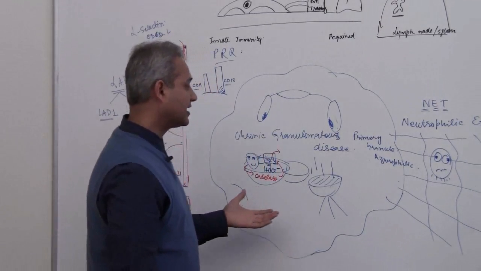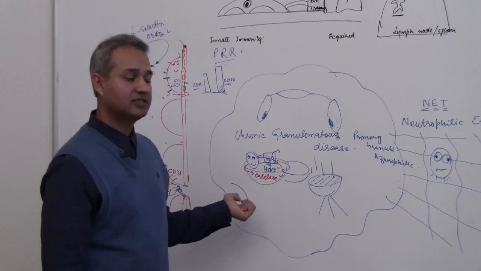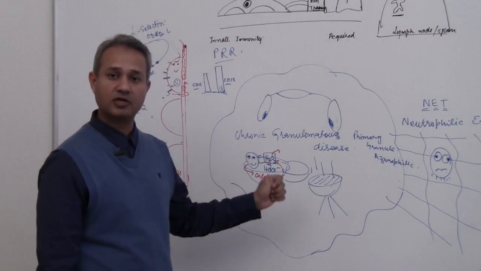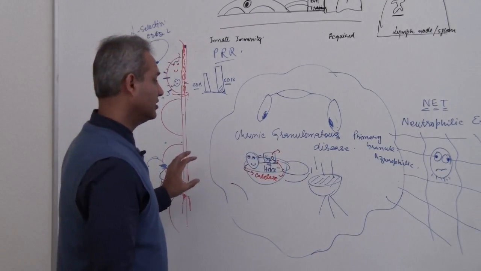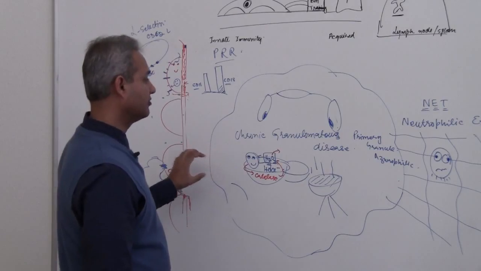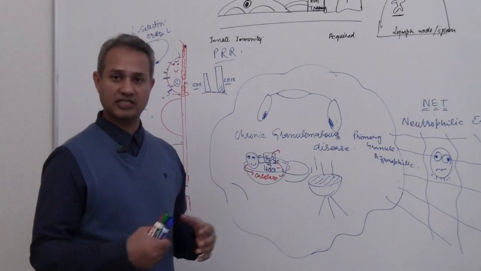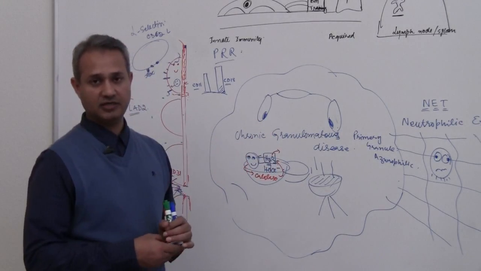So this is an active area of research. There are so many scientists right now trying to figure out how these neutrophils become less active, but these are the bigger concepts for diabetes and infections.